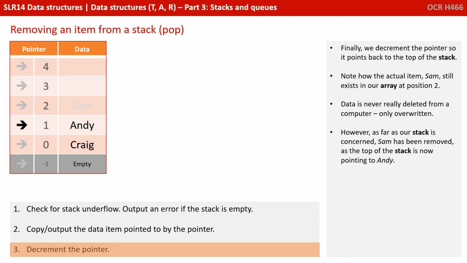Note how the actual item Sam still exists in our array at position index 2. Data is never really deleted from a computer, it's only overwritten. However, as far as our stack's concerned, Sam has been removed, as the top of the stack is now pointing to Andy.